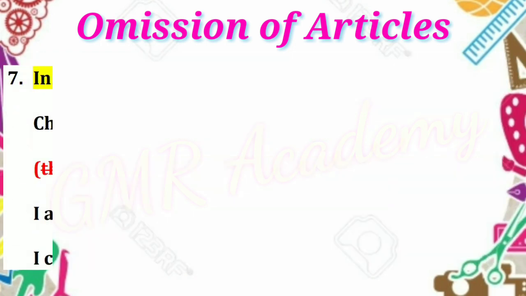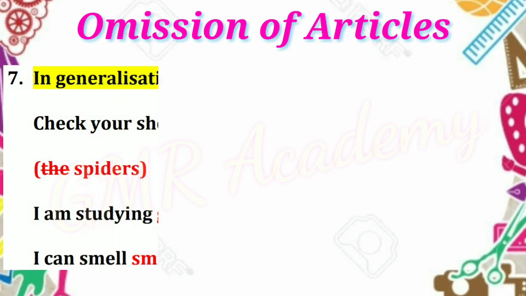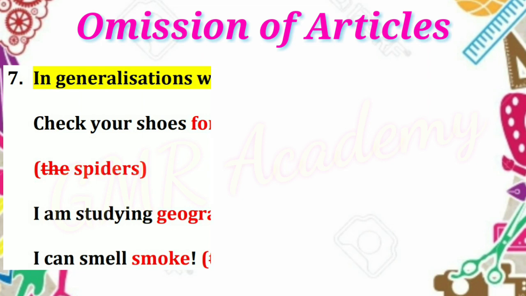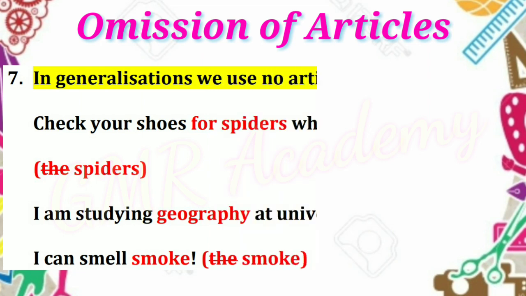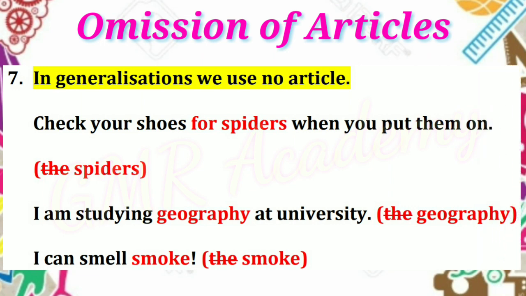Number 7. In generalizations, we use no article. For example: check your shoes for spiders when you put them on. So when you wear shoes, why don't you check for spiders? For spiders means in a general way, not in a particular way. So no article is used. I am studying geography at university. So geography, a branch of science, not in a particular way.